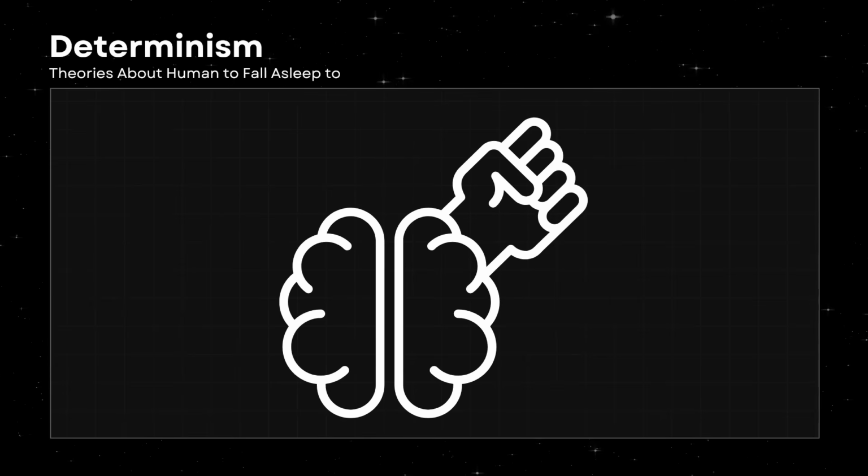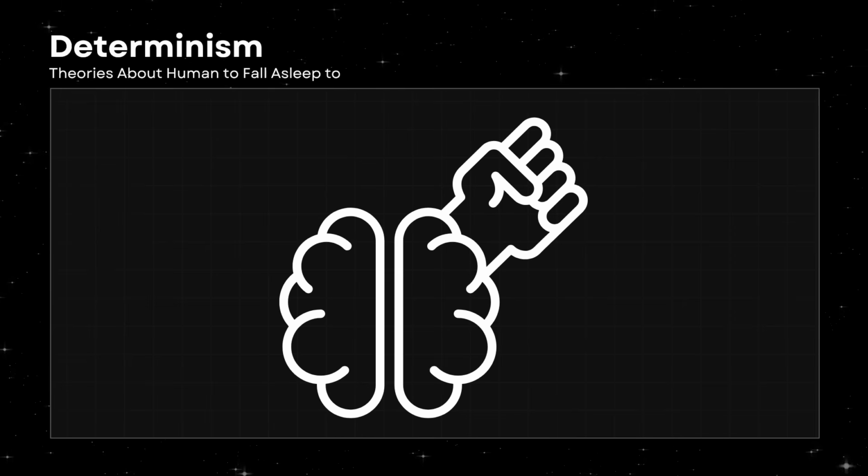Determinism is the idea that every human action has a cause. According to this view, people do not act freely in the way they often believe. Instead, their behavior is shaped by factors beyond their control. These factors can include biology, upbringing, culture, environment, past experiences, or even the laws of physics. If all events, including human choices, have causes, then free will, as people normally think of it, may be an illusion.